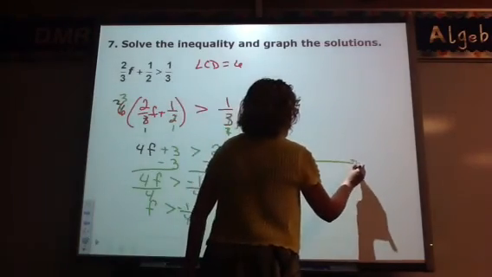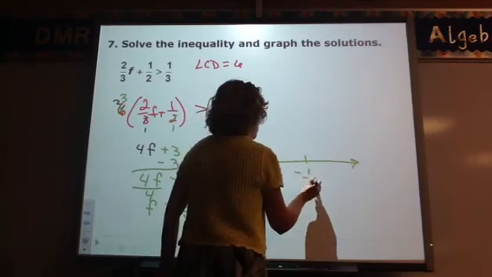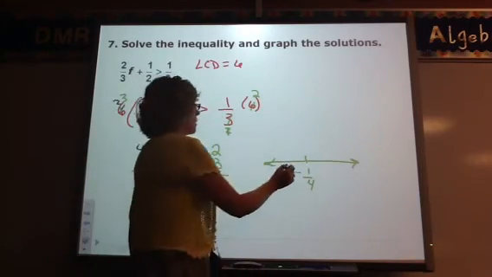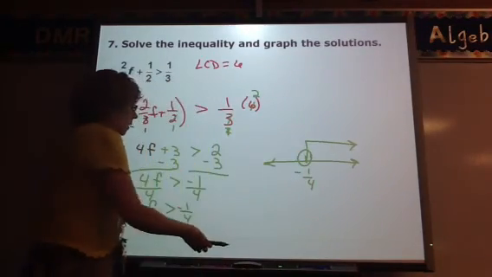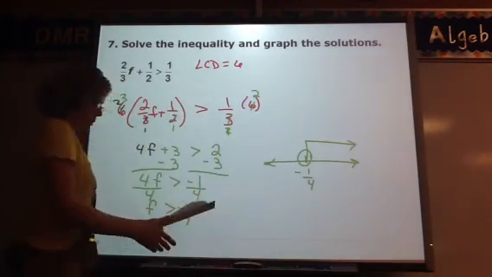When we graph that, this is telling you that it is greater than negative 4. So my solution are all real numbers that are greater than negative 4.